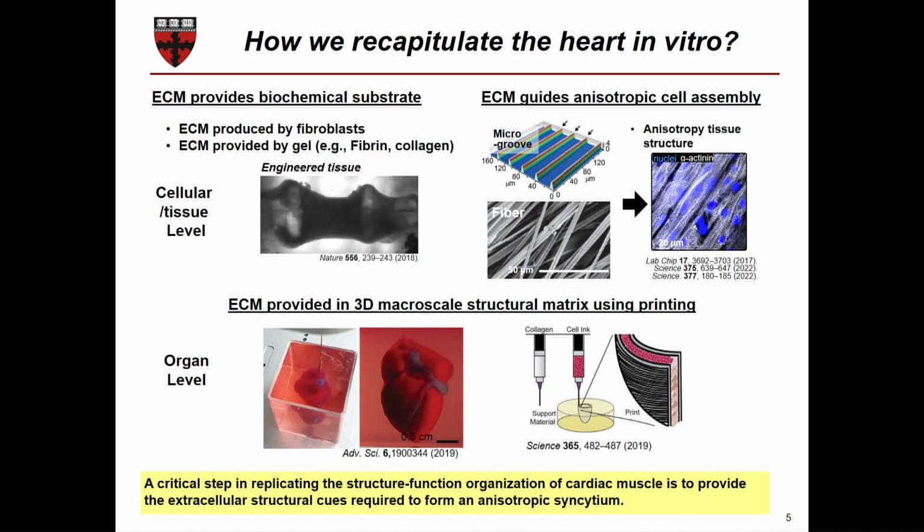When we move on to organ-level cardiac tissue, we can also use cells and matrix to print into a 3D construct, or we can print the matrix into the 3D shape and then culture or deposit the cells on top of, around this organ-shaped matrix. But above all, the most critically important step to build an in vitro model of the heart is to recapitulate the structure and function of the heart. To do that, we need to provide the extracellular structural cues to form this anisotropic syncytium.